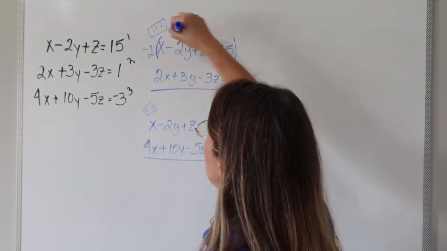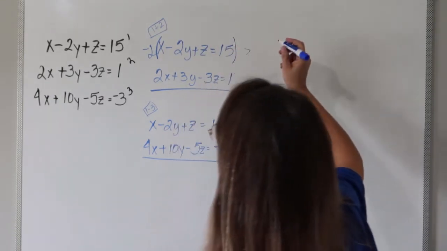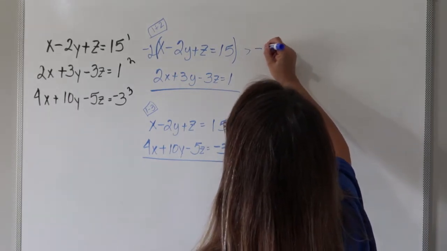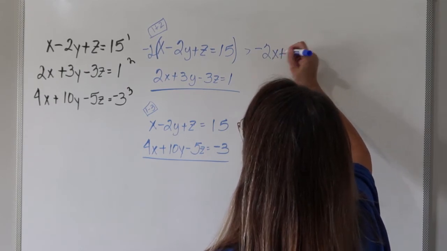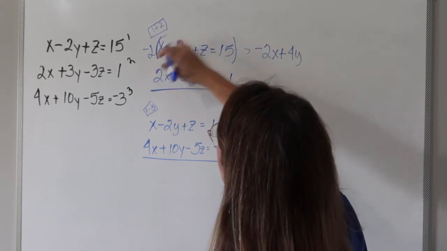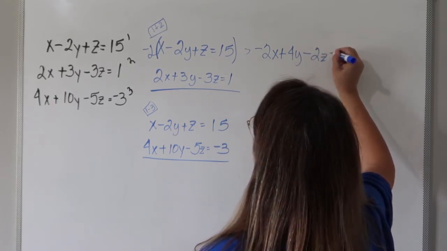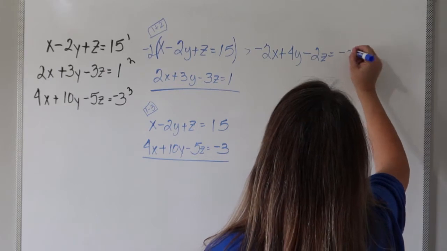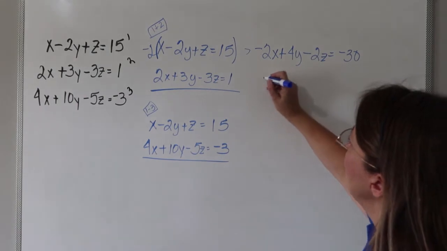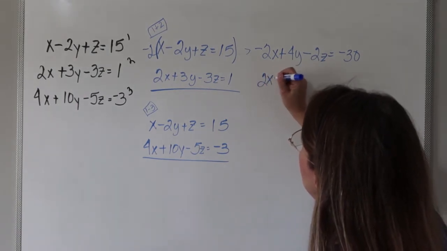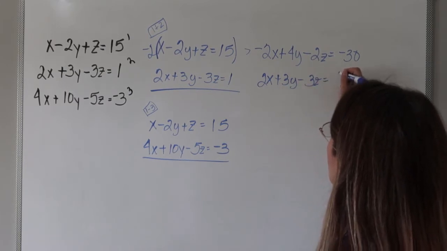Now let's distribute this all the way through. Don't forget to multiply it times your answer over here, the constant. Negative 2x. Now, negative times negative 2y is going to be positive 4y. And then negative times that positive z is going to be a negative 2z. And negative times 15 is going to be negative 30. Nothing is going to change on this equation. It's going to stay just like it was, 2x plus 3y minus 3z equals positive 1.